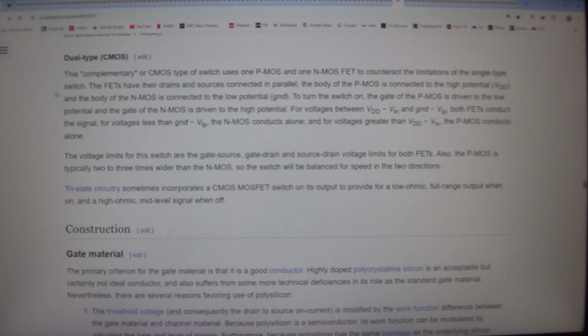The FETs have their drains and sources connected in parallel. The body of the PMOS is connected to the high potential, VDD, and the body of the NMOS is connected to the low potential, GND. To turn the switch on, the gate of the PMOS is driven to the low potential and the gate of the NMOS is driven to the high potential. For voltages between VDD minus VTN and GND minus VTP, both FETs conduct the signal. For voltages less than GND minus VTP, the NMOS conducts alone, and for voltages greater than VDD minus VTN, the PMOS conducts alone.